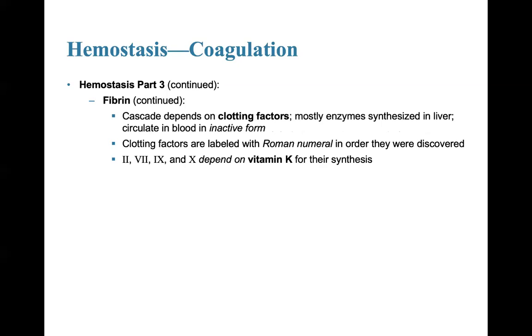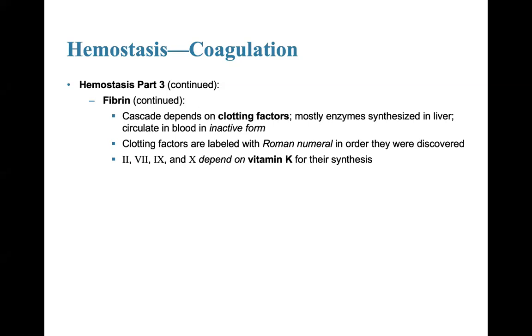Now the cascade depends on these clotting factors. These are proteins that are present in your blood in an inactive form. Mostly enzymes synthesized in the liver will circulate in the blood in that inactive form. Remember, all these are synthesized by the liver. And we had talked earlier, in an earlier recording, that people that have cirrhosis can end up with blood clotting issues.